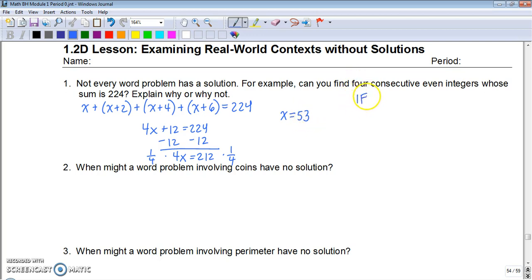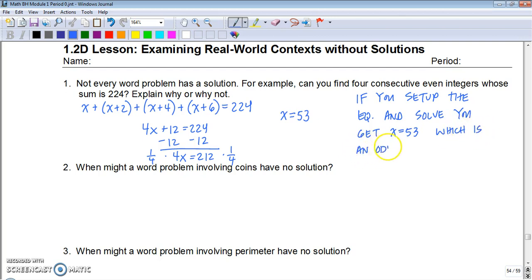And so let's explain that if you set up the equation and solve, you get x equals 53, which is an odd number, not an even number.